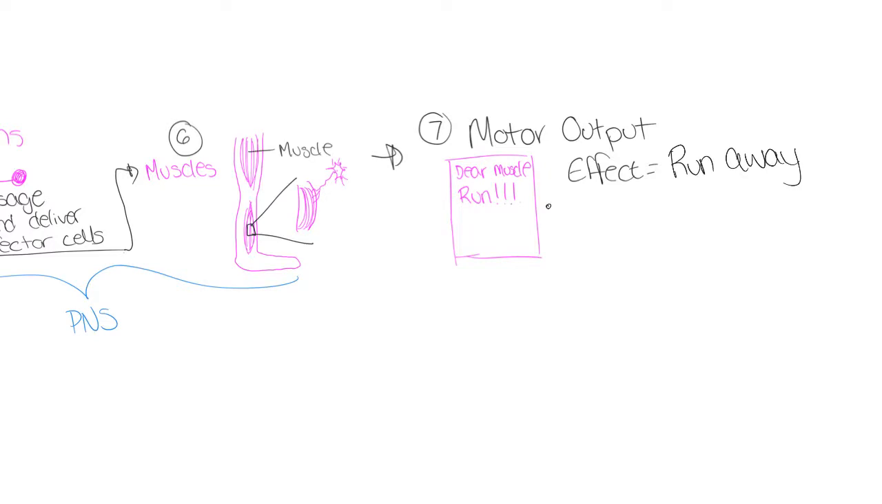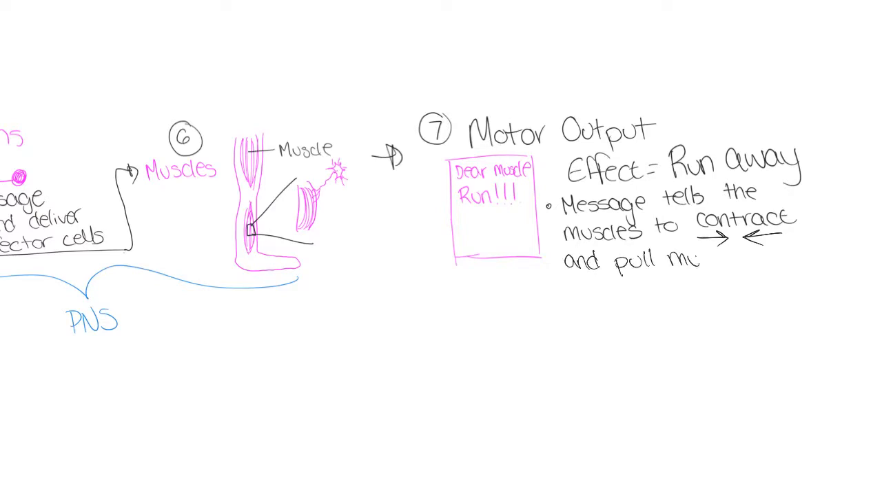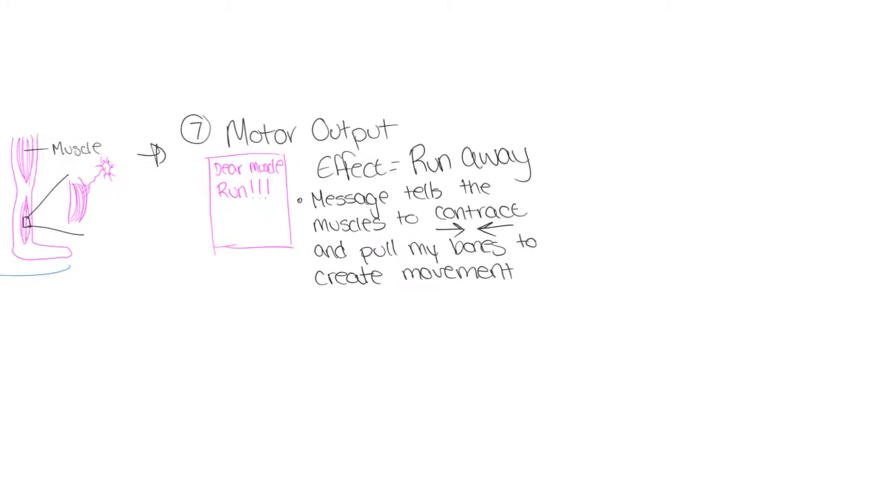And just to kind of expand on that, we're telling the muscles to contract. So the message tells the muscles to contract. And contract really just means to squeeze or to shrink, to contract and pull my bones. To create movement. And then in the end, what I get is somebody running away.